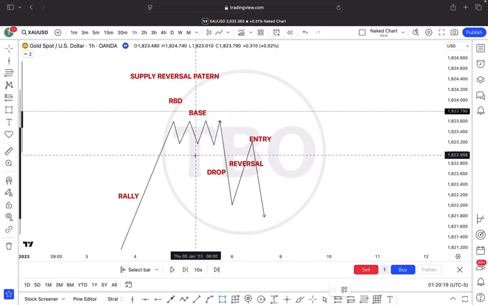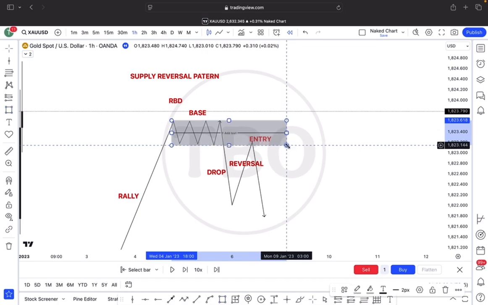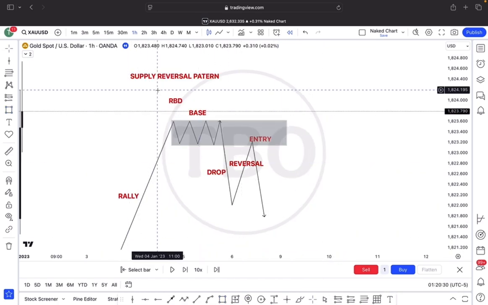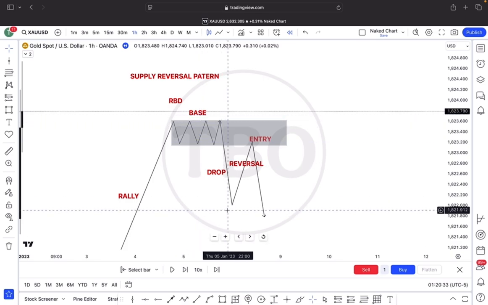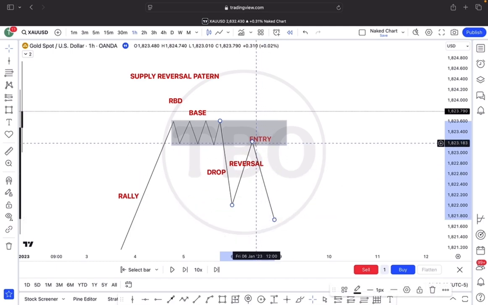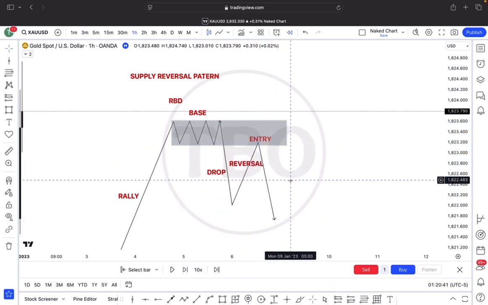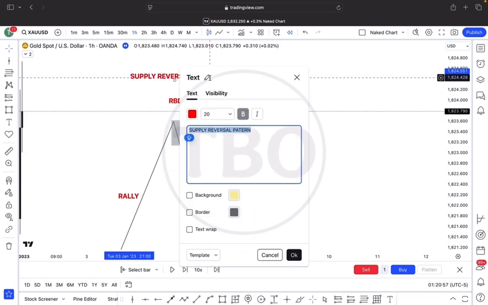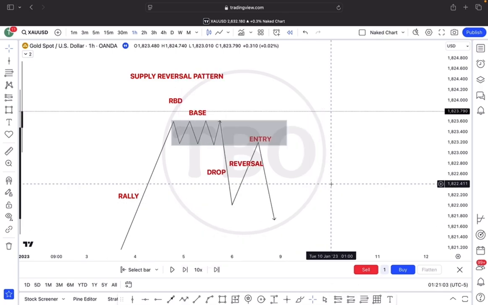So let me just cover the base. It should look something like this. So there we have it: rally, base, drop, reversal, entry. Very simple. You do not want to complicate it, right? And guys, the fact that I'm showing you all this on the 1 hour time frame, right? It simply means that that's the time frame you would want to use to identify the pattern. And I spelled pattern wrong. I'm tripping. Right? So this is the time frame that you would want to use to identify the pattern.